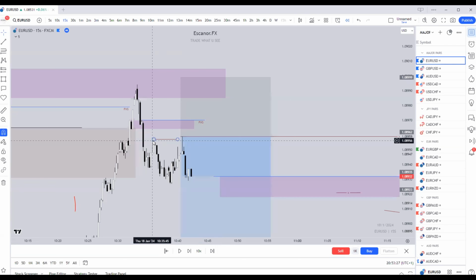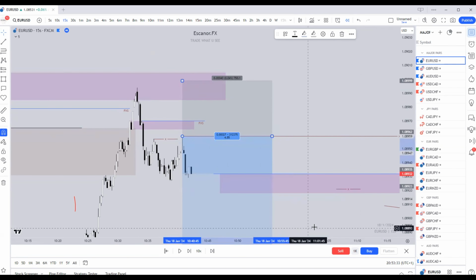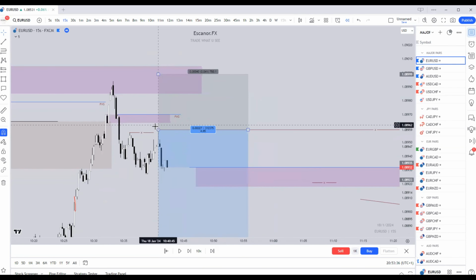Okay, so we took this high. The price didn't come back all the way to this breaker block, but let me end this trade and keep your eye on this high, because this high in the future will be considered an inducement.